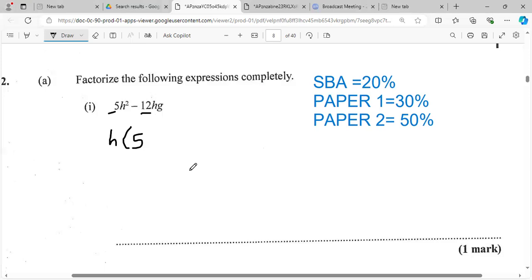Just in case someone might be wondering, 5h squared actually means 5 times h times h. And you're dividing by h.